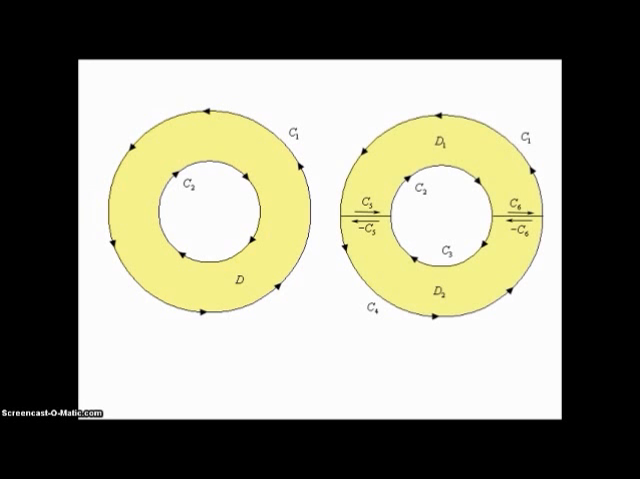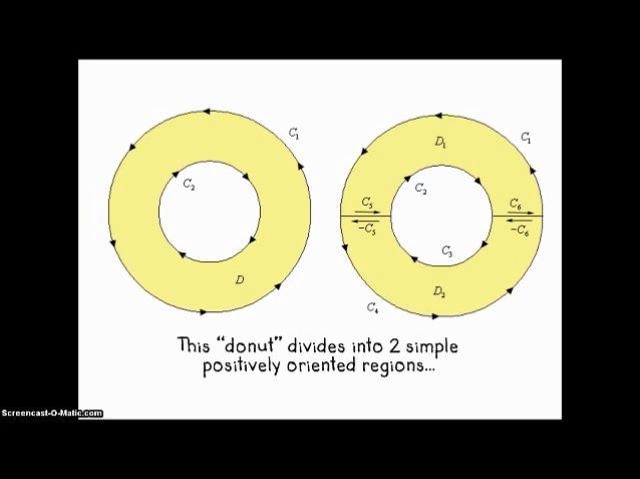For example, if you split it into two regions and introduce C5 and C6 forwards and backwards, now the top half, you can do the entire top half region going counterclockwise around the top half, and you can do the bottom region going counterclockwise around the bottom region. And so you could split this into two problems and use Green's theorem and integrate over the area. This donut divides into two simple positively oriented regions, and therefore you could apply Green's theorem. You just have to do two separate problems.